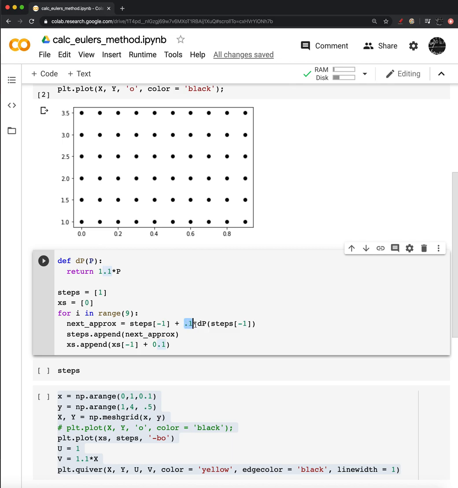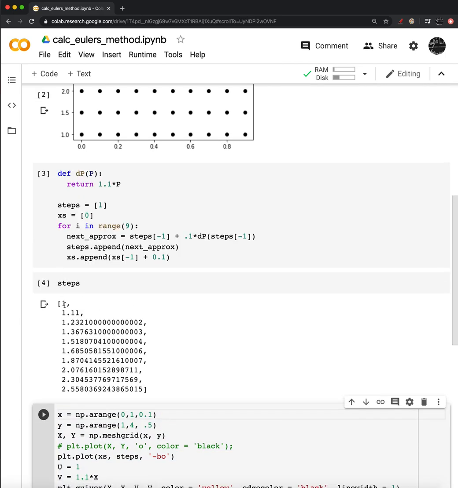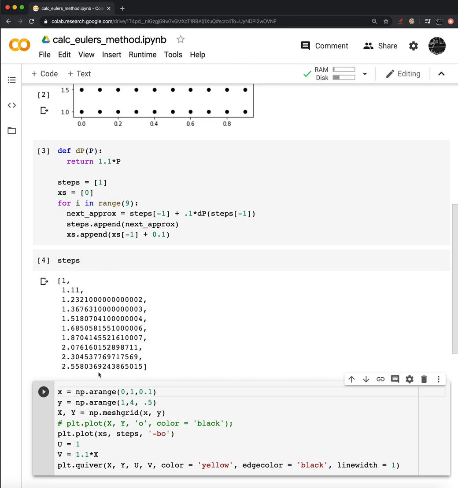So here again, we've said that it's going to be 0.1 times the value of the derivative at that previous y value. So steps -1 is always going to take the last element of this list, or the last y value is what we're using here. And then we'll take whatever our next approximation is, we'll pop it on that list, and we'll just continue to do this over and over again. I also want to keep track of my x values so that we can plot this easily. But if we run this, then we see here over those first 10 approximations are the values of our population, approximations for our population.